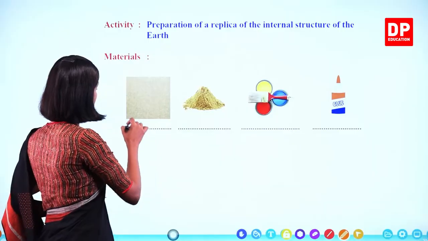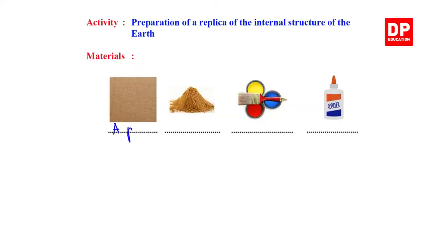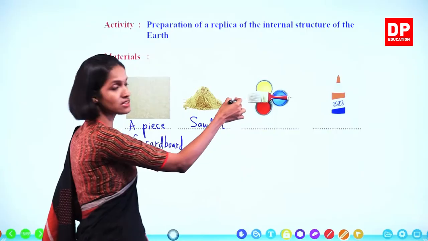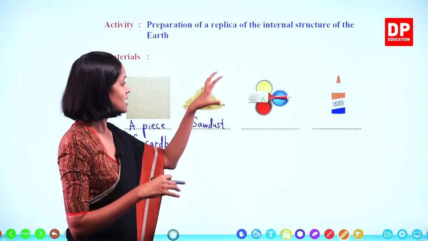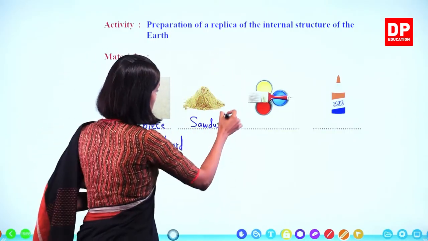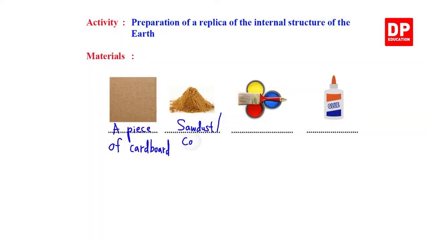We'll write a piece of cardboard or even a paper. Sawdust. You have to color this sawdust in three colors, right? Like three, how to divide the sawdust into three parts and color them in three colors. Sawdust or coconut refuse.